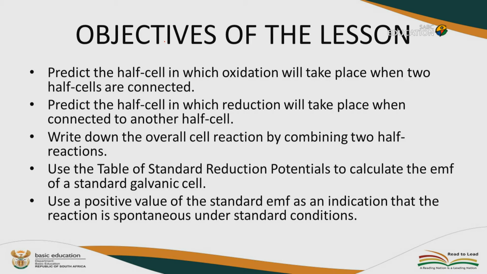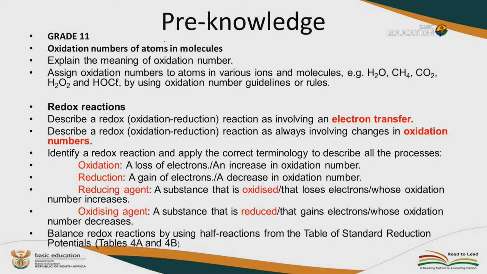The other objective of the lesson: we are going to predict the half cell in which the oxidation will take place when two half cells are connected. This is very important because when you say we need to predict, you need to know exactly where the reduction and the oxidation reaction will occur. We are also going to write down the overall cell reaction by combining the two half cells, and we are also going to use the table of reduction potentials, which was also used last year in grade 11, to calculate the EMF of a standard galvanic cell and use the positive value of a standard EMF as an indication that the reaction is spontaneous under standard conditions.